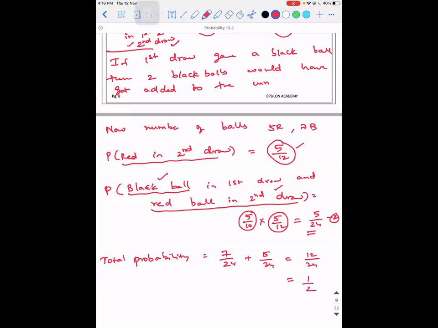If there is anyone still not convinced, let me know. Okay, here there is no need of any Bayes theorem. I don't know why they have given this problem here, but it doesn't need any Bayes theorem. It's a basic probability based system.